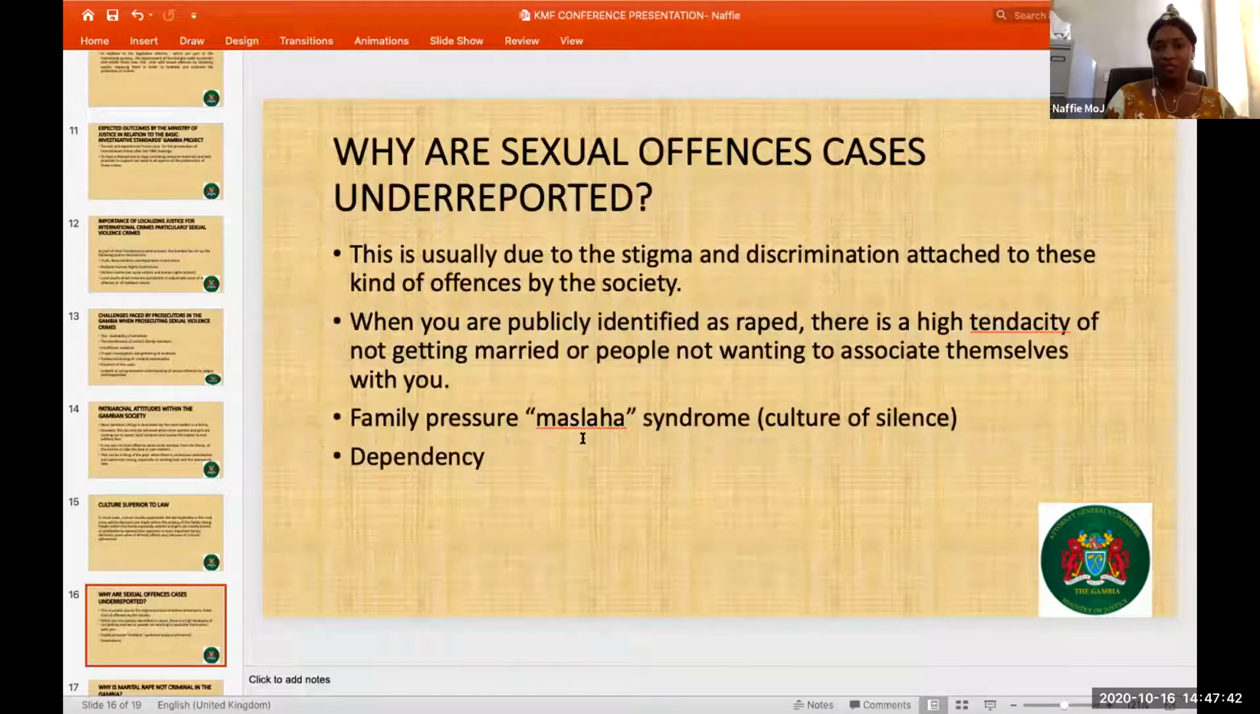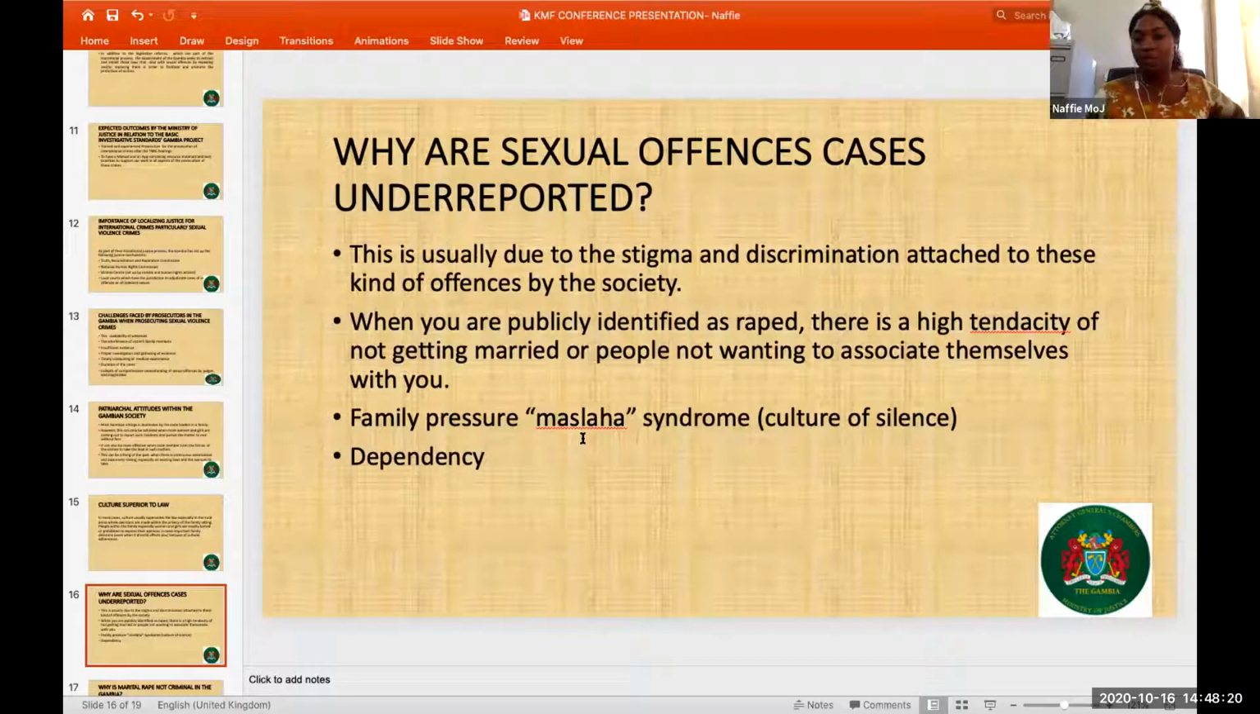So why are sexual offenses cases unreported? Based on what I've just said, sometimes it's the stigma, the shame, the discrimination attached to these kinds of violations. So you'd rather not report the case because maybe you'll be discriminated against, or you might even not get a husband out of it when you're pointed out as someone that has been raped, or no longer a virgin, because these are all things that most societies hold really highly. So it's a problem as well. So sometimes they rather just keep it to themselves and not report or say anything about it.